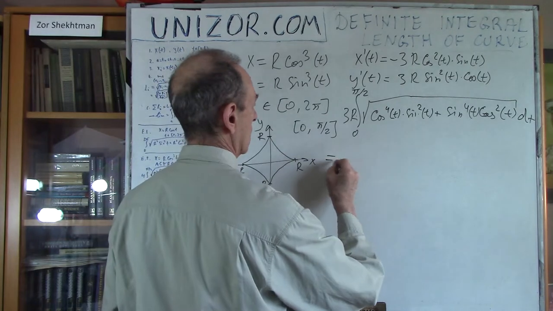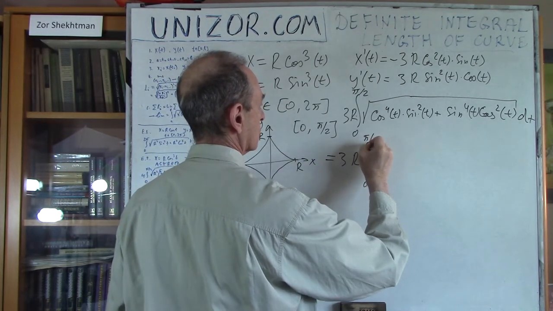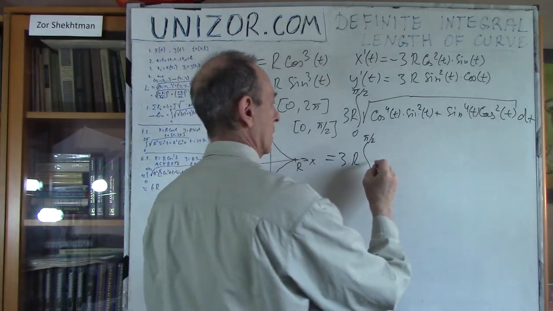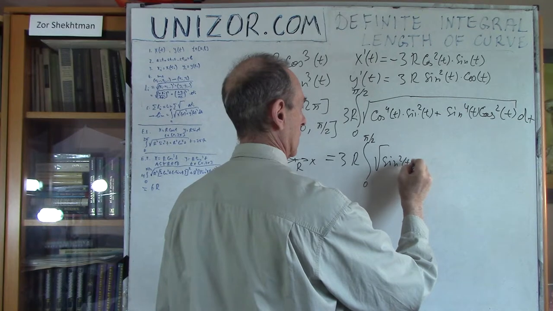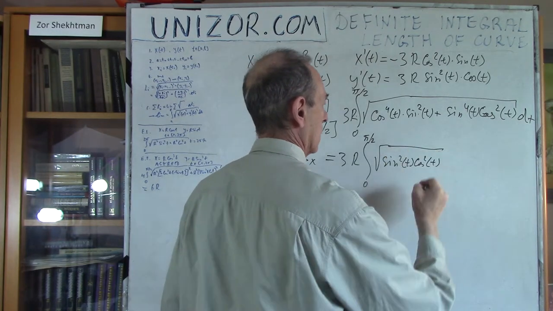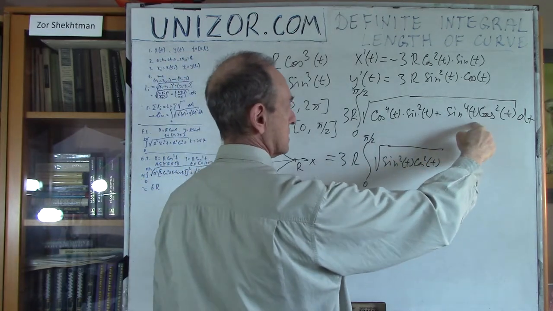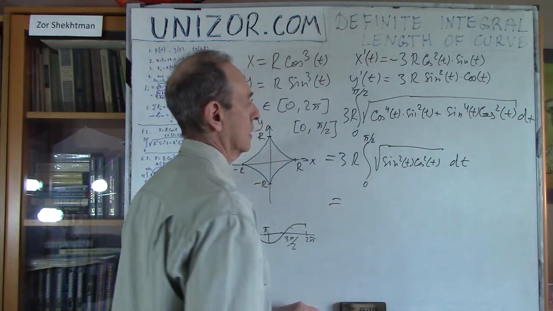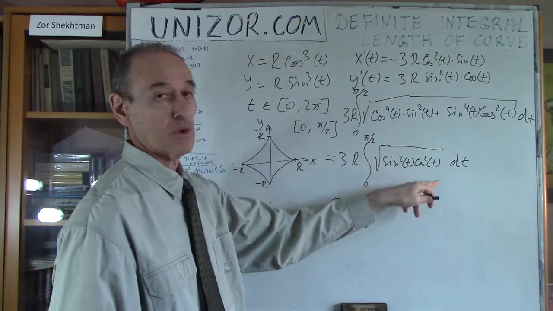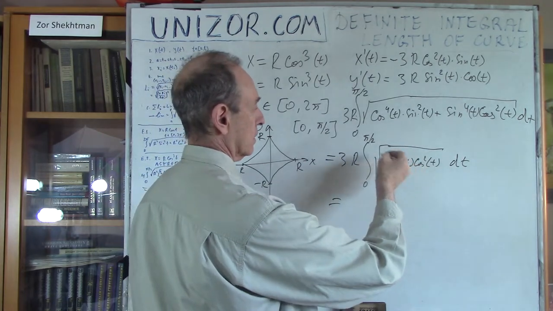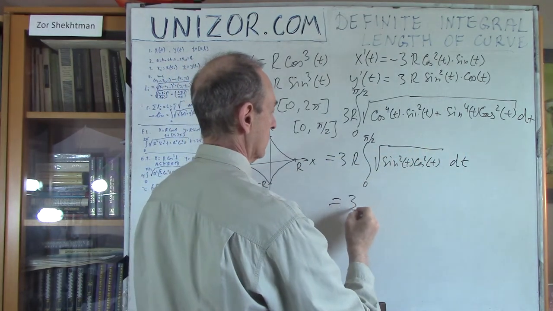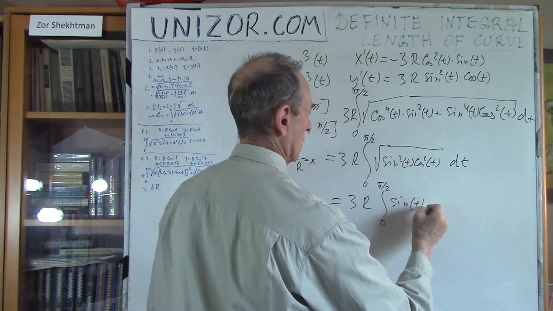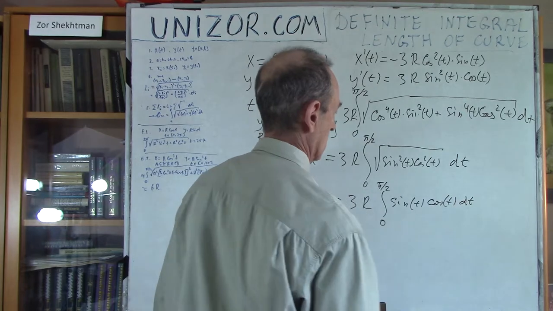Alright, fine, equals 3r integral from 0 to pi over 2. Now, obviously, if you factor out sine square, cosine square from both of them, what would be remaining? Cosine square plus sine square, right? Which is 1. So that's why I can omit it. Now, since I'm from 0 to pi over 2, sine and cosine are non-negative, so I can just cancel this square root and these squares, and I will have just this. Right?